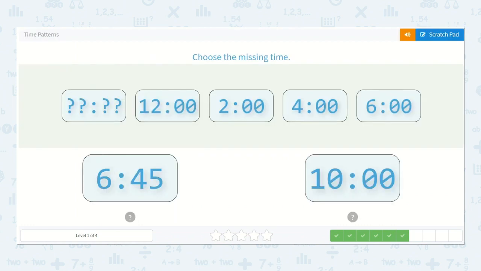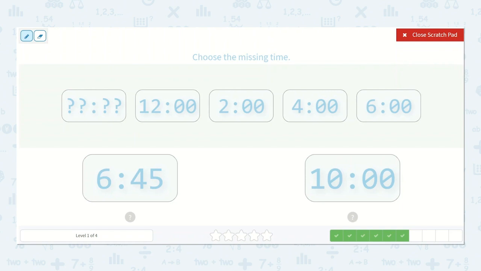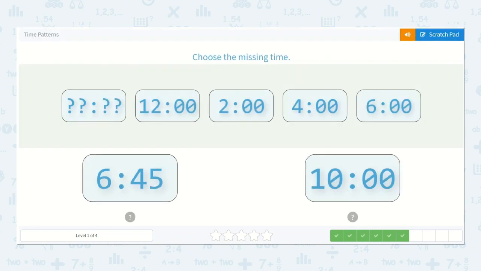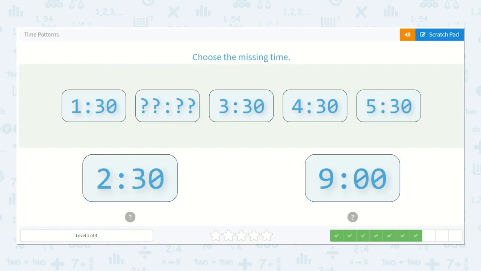All right, now we have a missing number, but then we can look at 12 to 2. That's 2 hours. 2 to 4, that's also 2 hours. 4 to 6, that is also 2 hours. So if we've been adding, if we're going to go backwards, we need to subtract 2 hours. 12 minus 2 is what? Yeah, 10. Great job. So 10 o'clock.